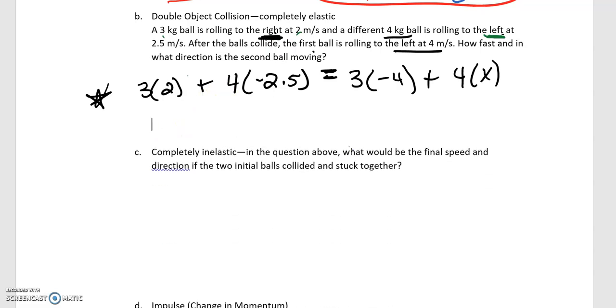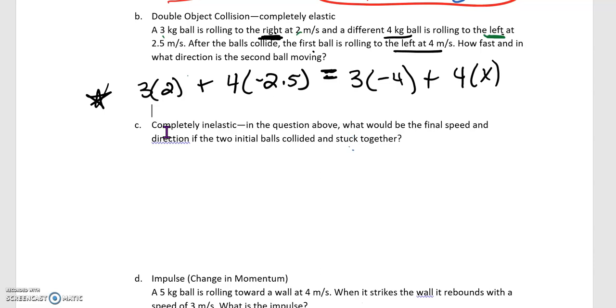Okay, now for this next one, we're going to do it as a completely inelastic collision. Completely inelastic means that the objects are going to stick together when they collide. So we're still going to have a conservation of momentum, but our setup's going to look a little differently. It says, let's use the question above. What would be the final speed and direction if the two initial balls collided and then stuck together?